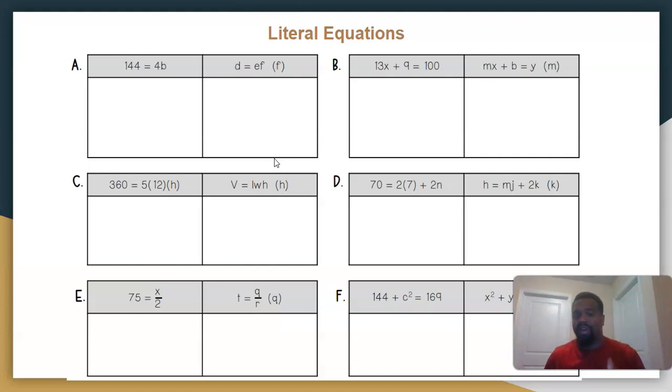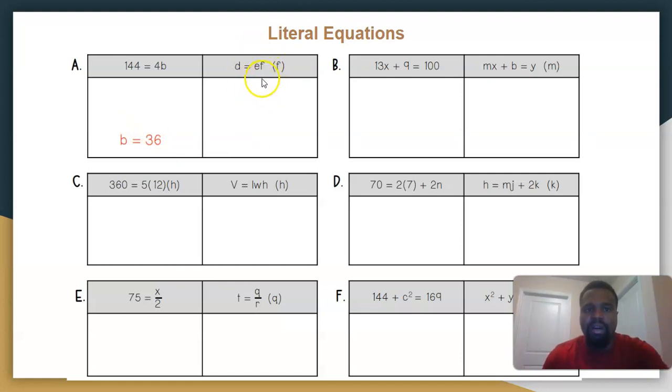For each box, on the left side it's an equation, and on the right side it's a literal equation. So for A, 144 equals 4B, this is an equation. We know we want to solve for B. To solve for B, we just divide both sides by 4 to get B by itself, and we get 36.